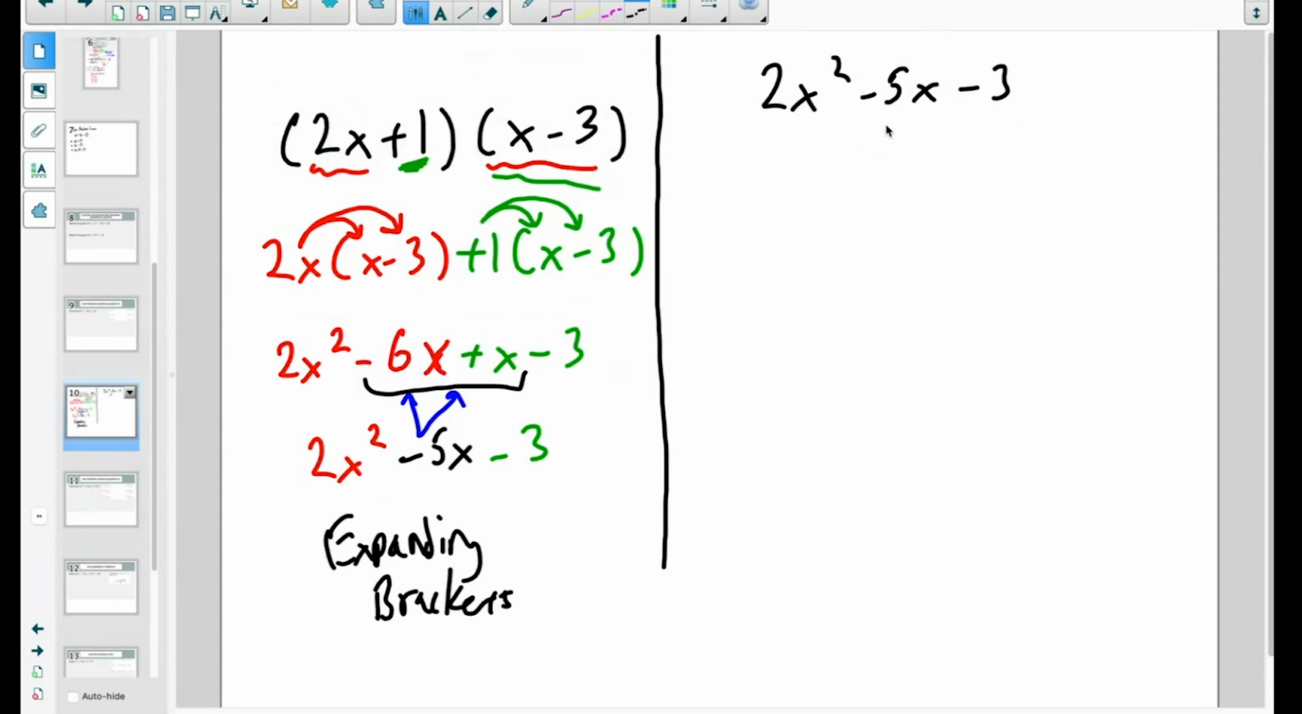And again, don't worry too much about where I'm pulling those numbers from, but hopefully you can see that I can actually rewrite it like this. So this negative 5x becomes negative 6x plus positive x. Nothing happens with that 2x squared or the minus 3. So you can see we're just working backwards here, okay?